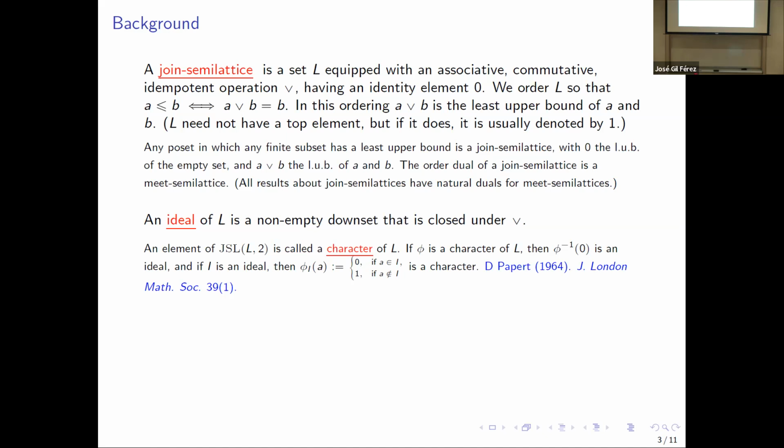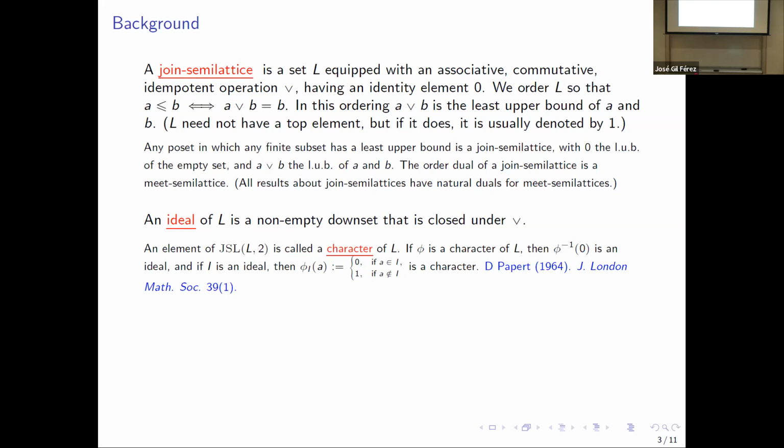Of course, the two element totally ordered set 2 is a joint semilattice. JSL(L, 2) is the set of all joint semilattice maps from L to 2. We call such a thing a character. If phi is a character, then the inverse image of 0 is an ideal. And if I is an ideal, then the characteristic function of the complement is a character.